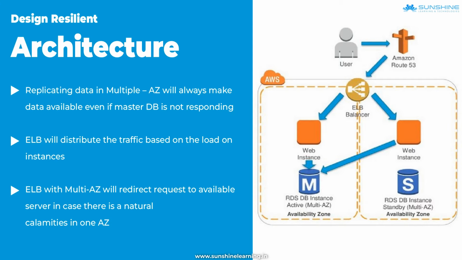And how is it resilient? For example, if a web instance fails, we have another web instance that is working. If a database instance fails in the availability zone, then we have a secondary database also. In case an entire availability zone fails, we still have another availability zone. Alright.